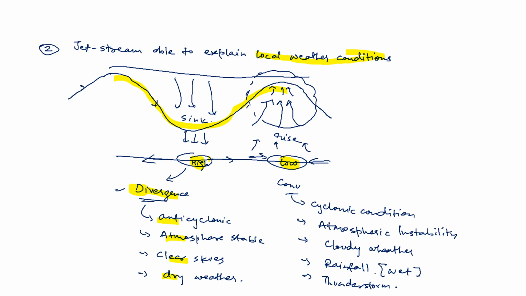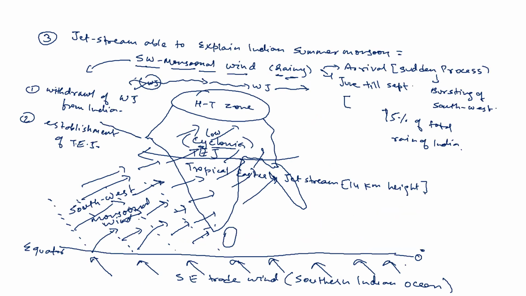So dry weather, no rainfall. So divergence is this. What can convergence make? It will create a cyclonic condition, meaning air starts rising upward along with moisture, causing atmospheric instability. Cloudy weather condition, rainfall, wet condition, thunderstorm activity get increased over the convergence or low pressure center.